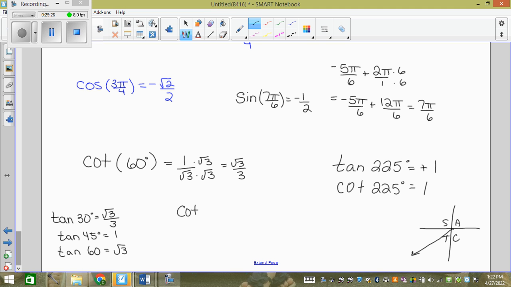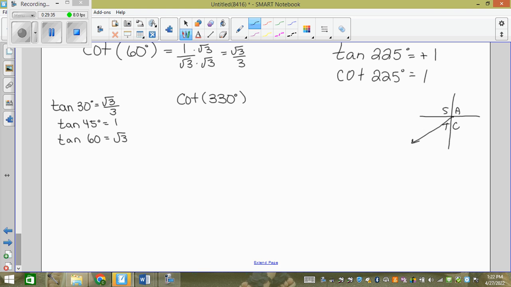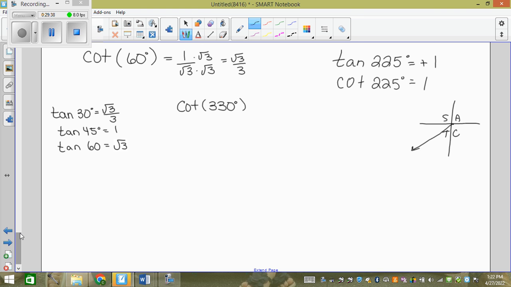What if I give you this? Cotan of 330. If you're helping him, go ahead. So cotan of 330 falls here. Using CAST, is it going to be positive or negative? Negative, because tan and cotan are positive here and here, right, besties? So it's going to be positive.